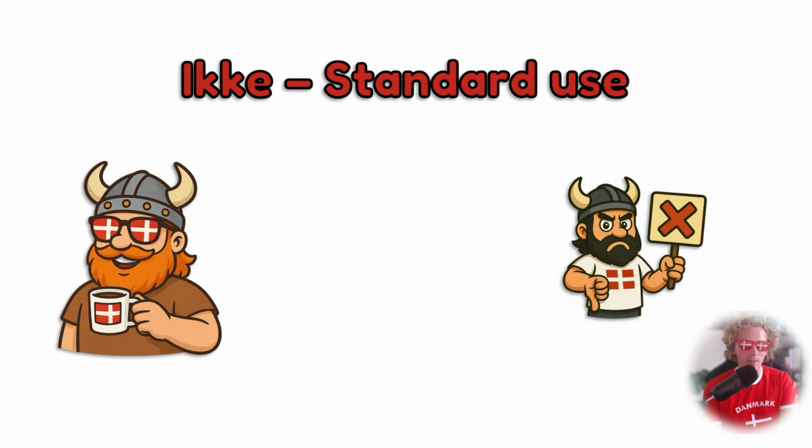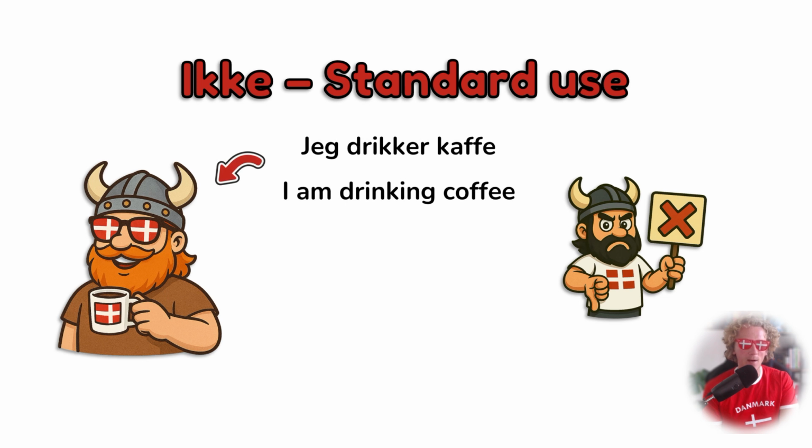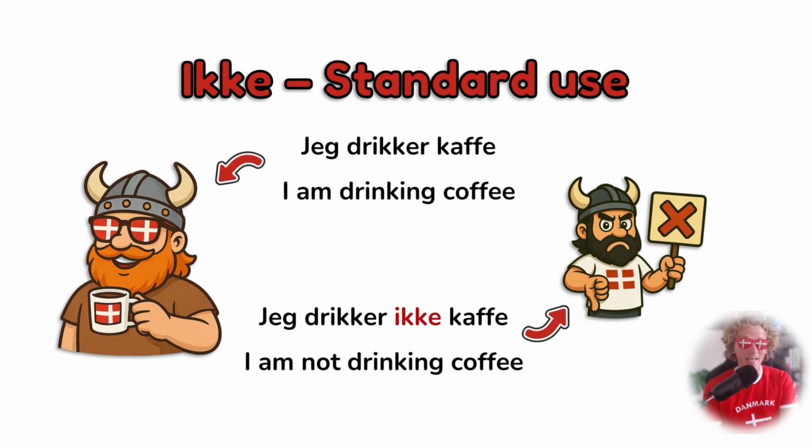Let's take another example here. Jeg drikker kaffe. I'm drinking coffee. Jeg drikker ikke kaffe. I'm not drinking coffee. So if we have an object, it comes after the ikke. So jeg drikker ikke kaffe. I'm not drinking coffee. Or I don't drink coffee.